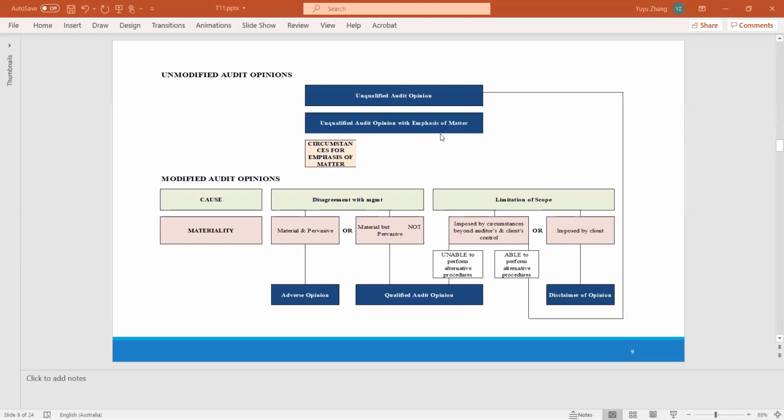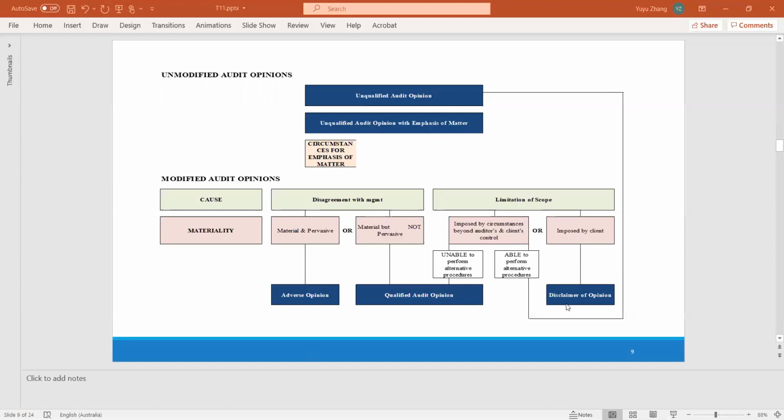So apart from those two types, we also have other three types of audit opinions. One is qualified audit opinion. The other is adverse opinion. The other is disclaimer. Are you still following?